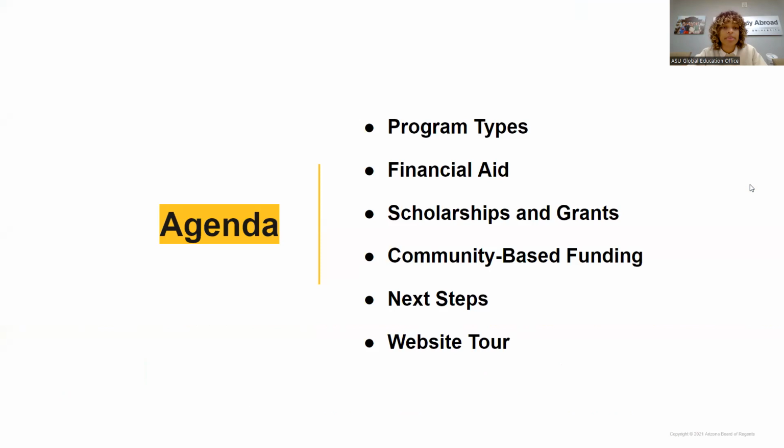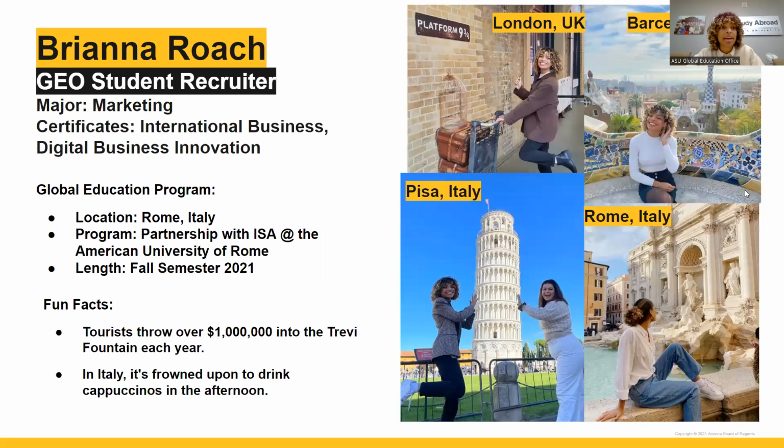What we will be going over in this presentation: first, the different types of programs that we have at the ASU Global Education office. We will then be going over the different financial aid options for students studying abroad. Then we will go over scholarships and grants, community-based funding, some next steps, and then I will show a quick tour of our website.